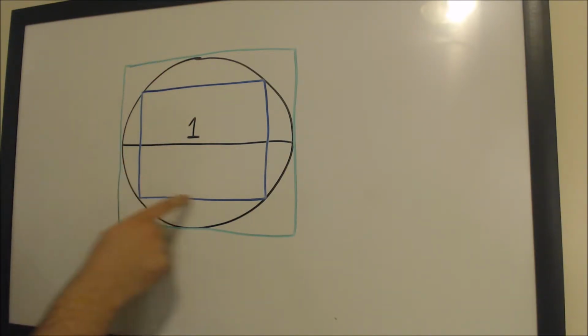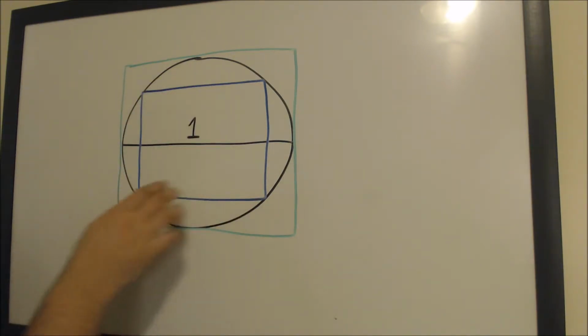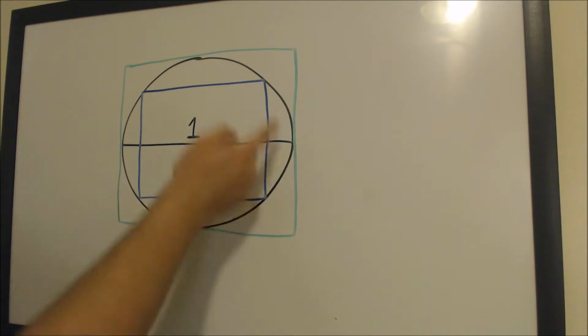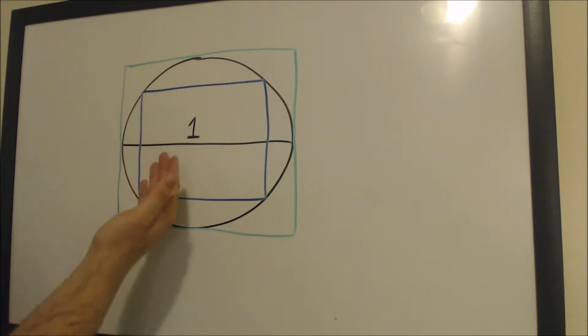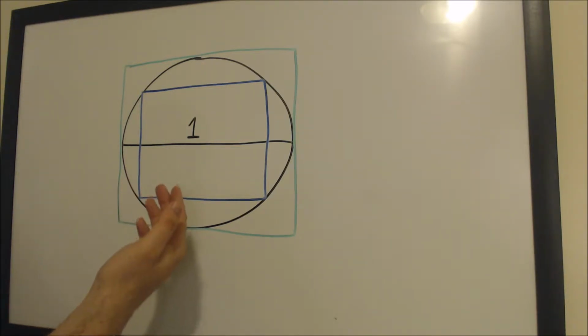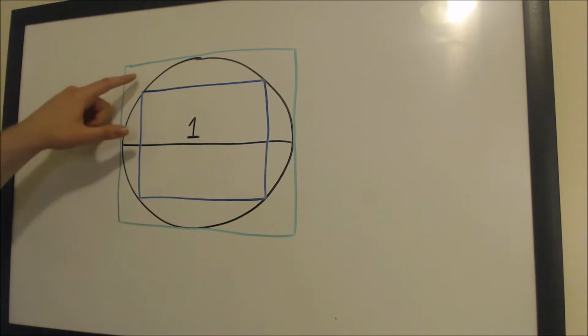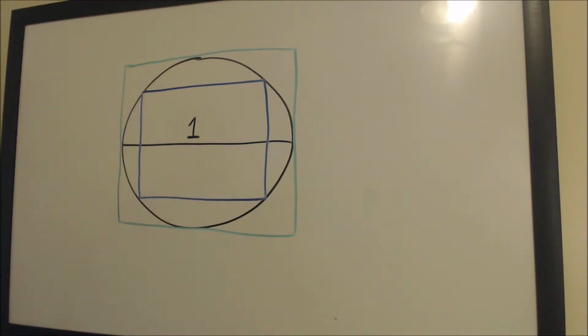The blue square is going to have a smaller perimeter. You see, it doesn't cover as much ground. It's actually going to have a smaller perimeter than the circle. And the green square is going to have a larger perimeter. So what can we say about this? What we can say is that the circle's perimeter is going to be somewhere between the perimeter of my blue square and my green square.